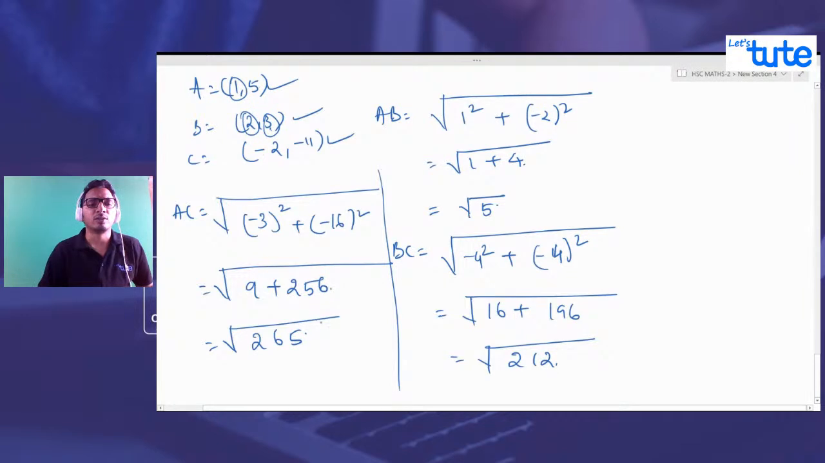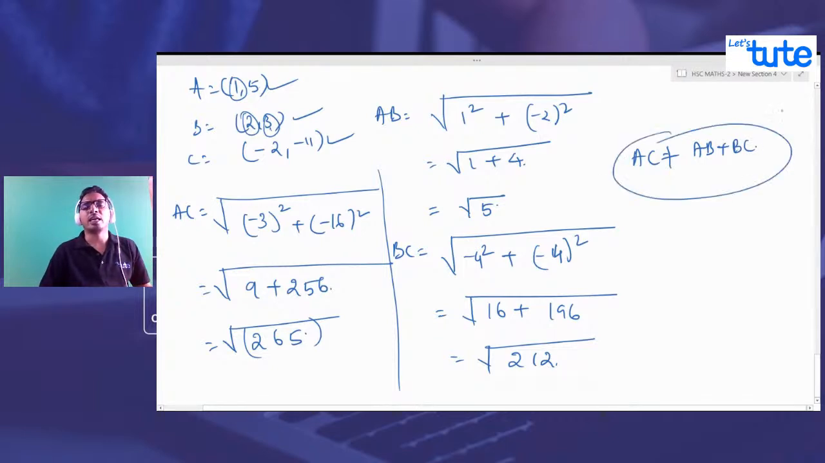Okay, so this is bigger, so therefore AC should be equal to AB plus BC. But is it happening? Of course not, it is not happening. So AC is not equal to AB plus BC. So in this way, we can say that ABC are non-collinear points.